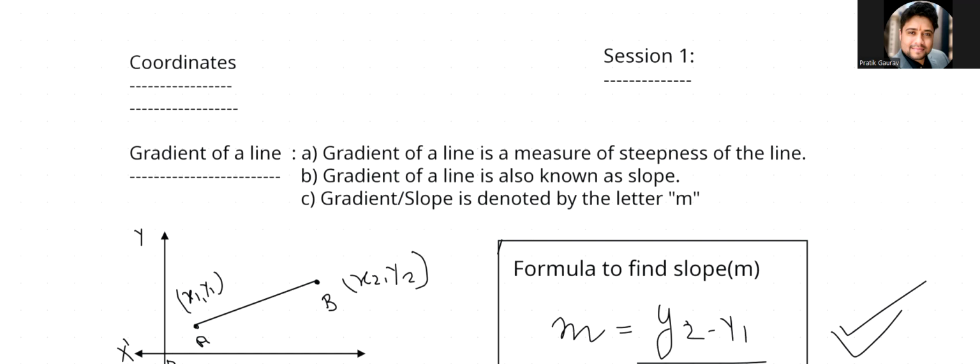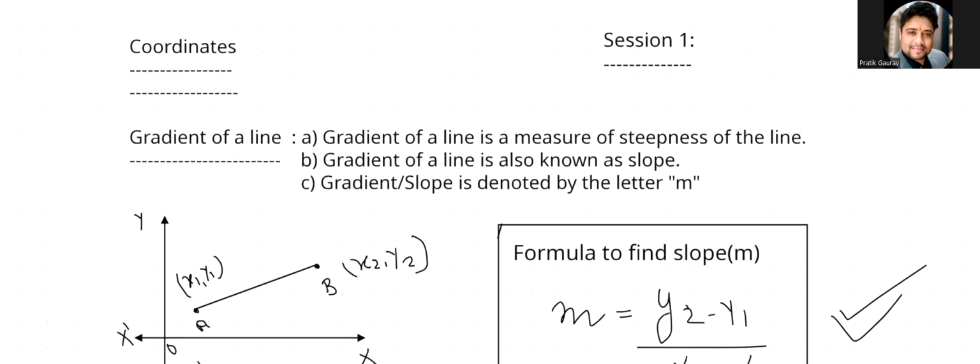So here we have to start with gradient. We have to start with gradient of a line. So what is a gradient of a line? We can say that gradient of a line is a measure of steepness of the line. So now the question is, what is steepness? Steepness means how much the line is rising or how much the line is falling.